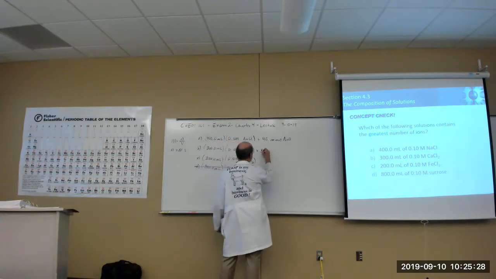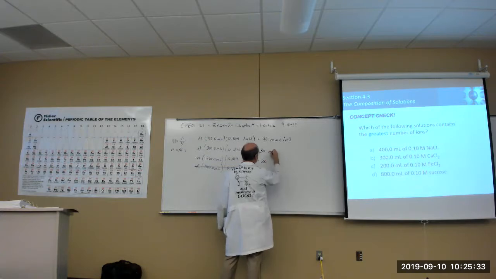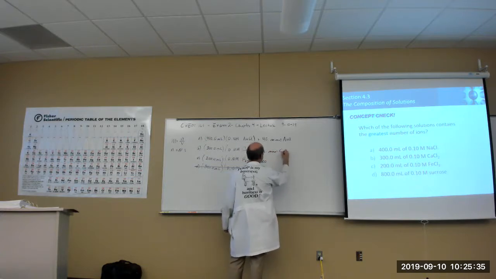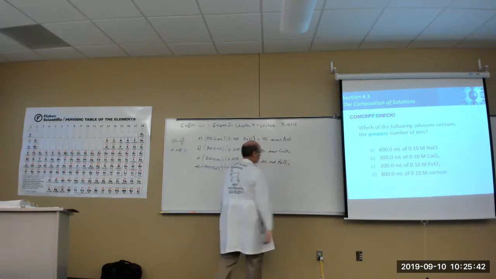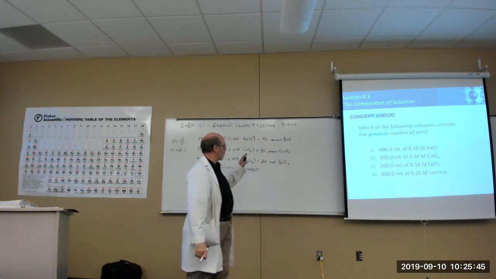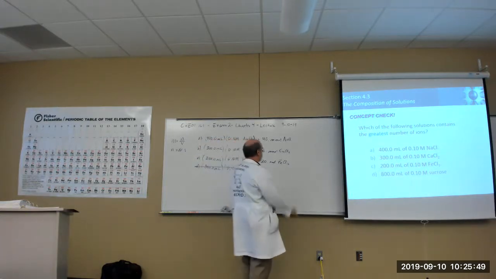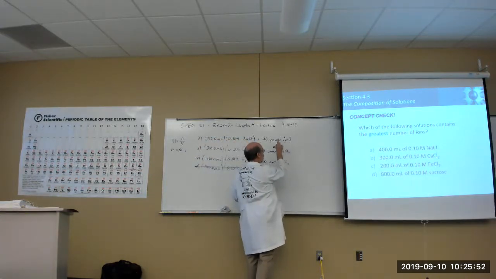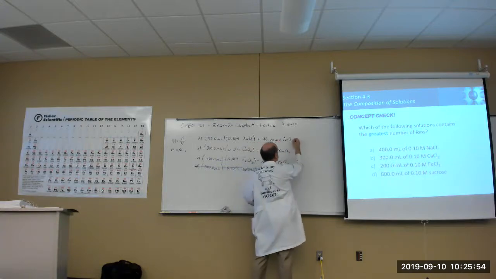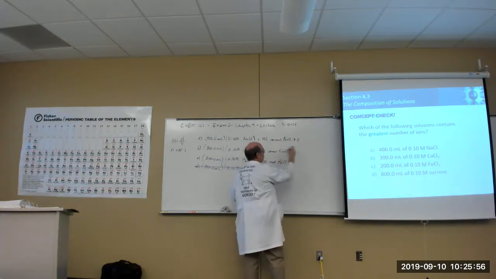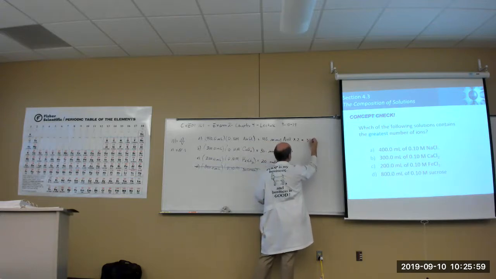So this one is 30, and this one is 20 millimoles of calcium chloride, and this is millimoles of iron 3 chloride. Now, that's the number of millimoles for each of the compounds. How many ions do we have? Well, this one produces 2 ions for every one, right? So we would multiply that one times 2 to find out how many ions. That is 80 millimoles of ions.